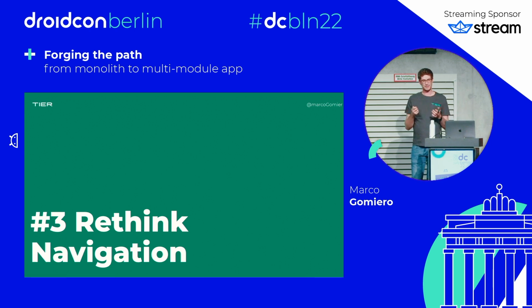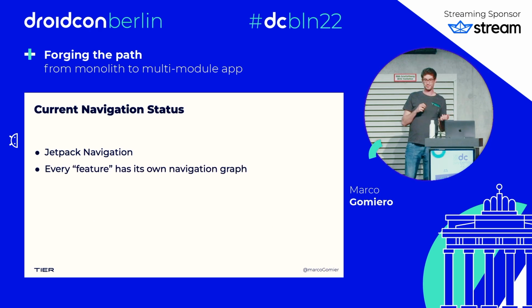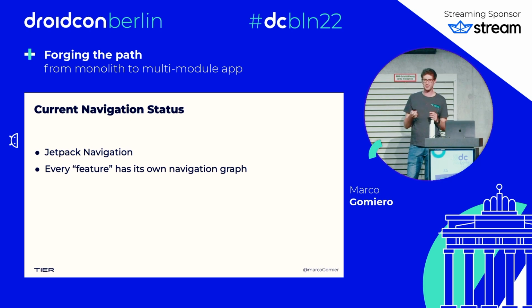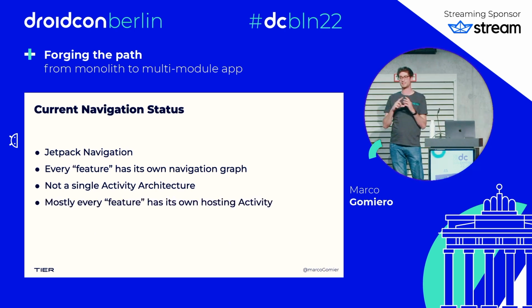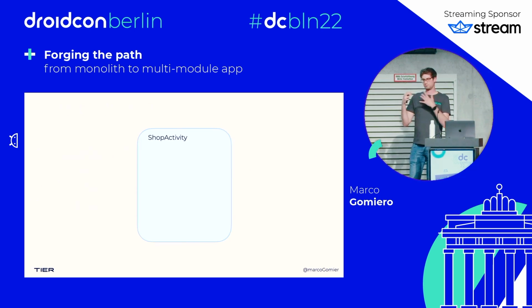The main reason for that is that the setup we had was with Jetpack Navigation, and it still has, because guess what? The legacy is still there. We were having Jetpack Navigation, and every feature has its own navigation graph. But we don't have a single activity architecture. Rather, every little feature has its own hosting activity, with fragments in it. So let's see an example.